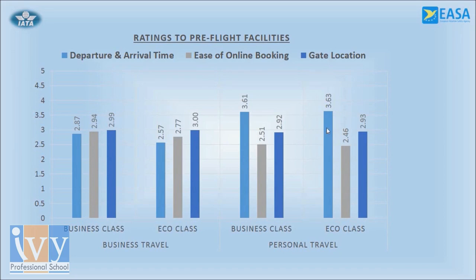Now, coming to the gate locations, it is pretty evident from the charts that they have come close to the 3 point mark, signifying that the passengers did not have a hard time finding the gates, and they were okay with the gate locations. I guess the gate location wasn't that far from the terminal building, and the services up to the gate locations were quite good. That's the reason the passengers chose to rate it close to 3. Let's go on to the next one.